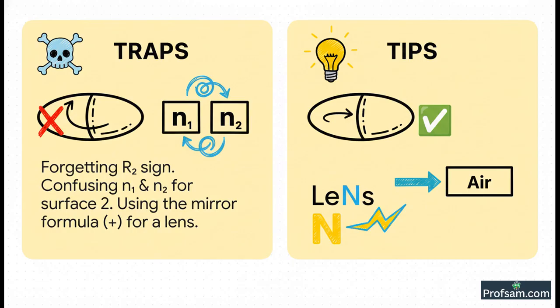Mistake number 2, confusing N1 and N2 for the second surface. Remember, for the second surface, light is going from glass back into air, so for this step, N1 is 1.5 and N2 is 1. The roles get reversed. And the third and most common mistake, using the mirror formula, which has a plus, for a lens. Just remember this trick. Lens has an N and minus has an N, so lens means minus. The lens formula must have a minus sign.